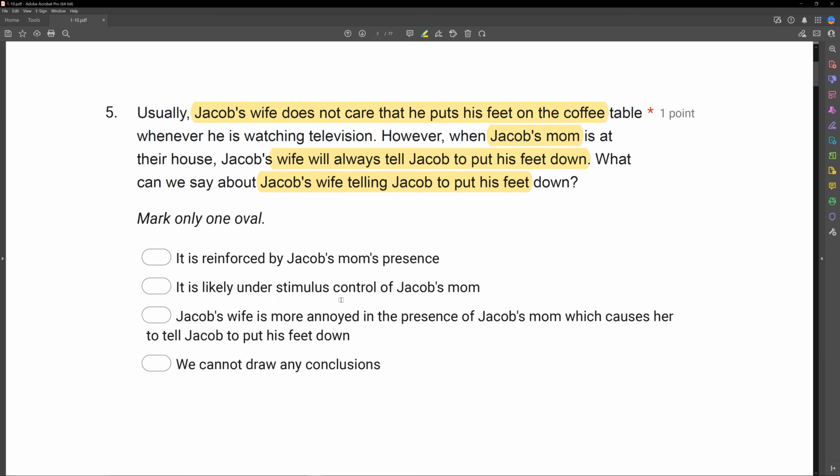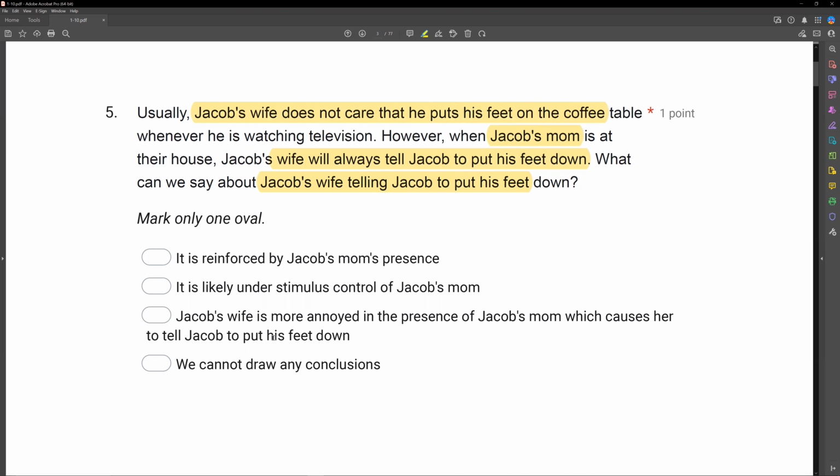Well, B, it is likely under stimulus control of Jacob's mom. That is a realistic and a parsimonious explanation. She doesn't care. She never says anything. All of a sudden, Jacob's mom shows up and her behavior changes. Stimulus control is behavior changing in the presence of a stimulus, essentially, right? So as soon as Jacob's mom gets there, now she's like, well, Jacob, put your feet down. Her behavior appears to be under stimulus control of Jacob's mom.